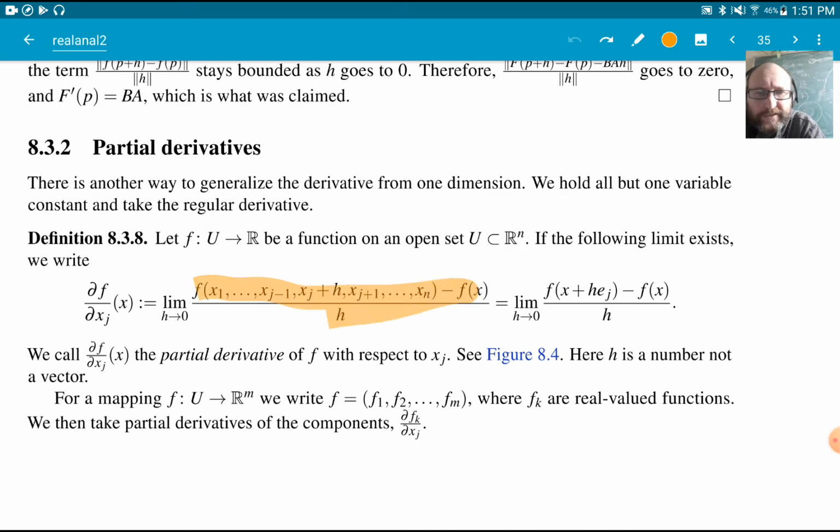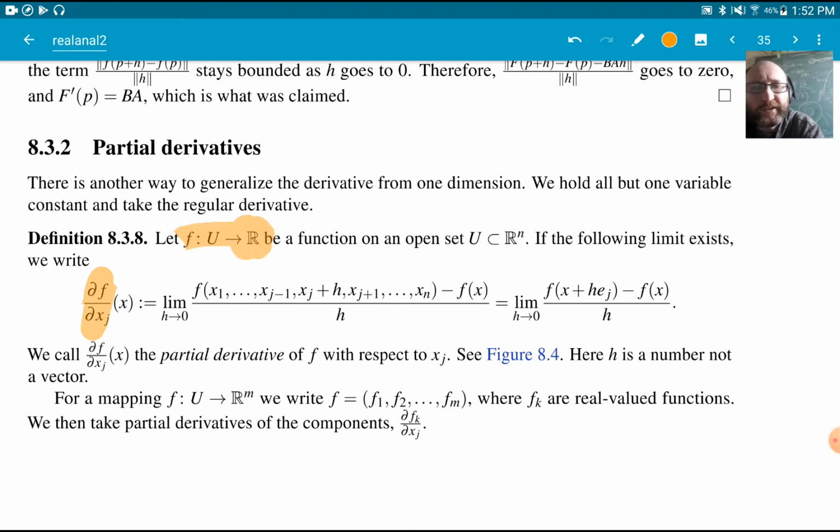We look at the difference quotient as we move in the jth direction. An easier way of writing it, since this is maybe a little messy: we take x and we add h times the jth standard basis vector, the vector 0, 0, ..., 1, ..., 0, where the 1 is in the jth spot. So that's the definition, if it exists. That's what we call the jth partial derivative of a function.